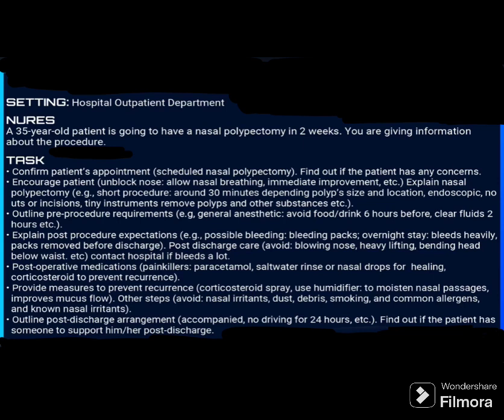Explain nasal polypectomy. The other information, in addition, is that it is a short procedure of around 30 minutes, depending upon the polyp size and location. We will use an endoscopic machine, so there are no cuts or incisions. There will be only tiny instruments. We will use them to remove the polyps and other substances if present. So are you getting my point? Like that, in a simple way you can talk.